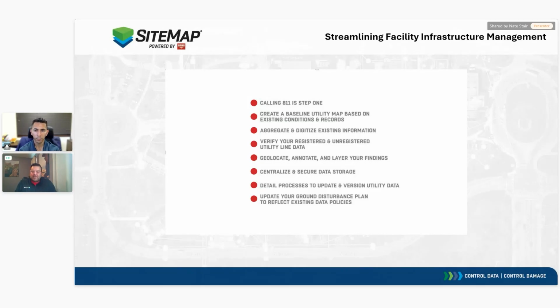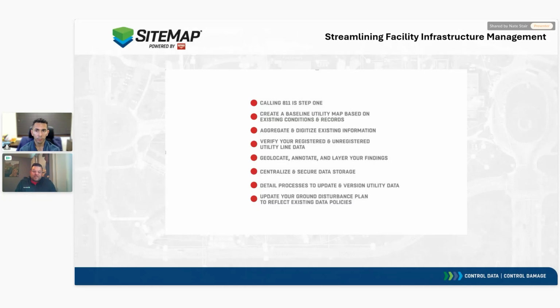Next, the second to last phase down here at the bottom: detailed processes to update and version utility data. Once all this information has been collected, we might have GPS locates, or you've had a survey done of your site. It's really important to get that in a version or a file type that your team can use. We have CAD users out there, we have GIS users, and some are just simple PDF viewers, and that's okay too. But it's good to get all that information in the right hands. So that's the next step in the process.